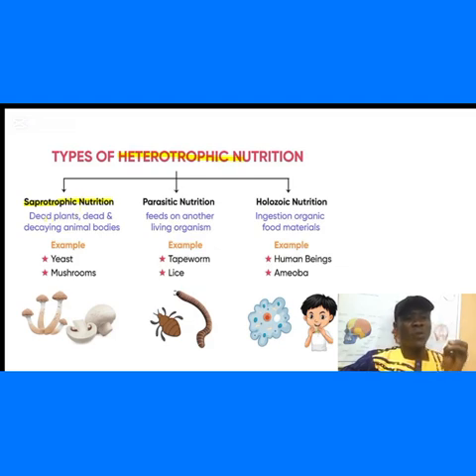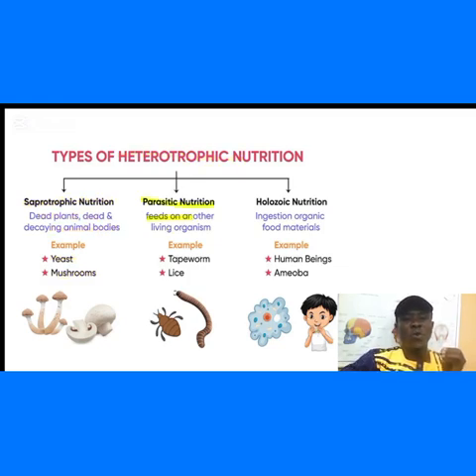They do it on dead or decaying plants and animals, as you have on the slide: dead plants, dead and decaying animal bodies. Examples of organisms that undergo saprotrophic nutrition are yeast, mushrooms, etc. We have more on the slide.